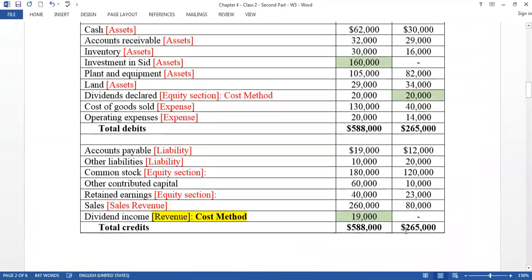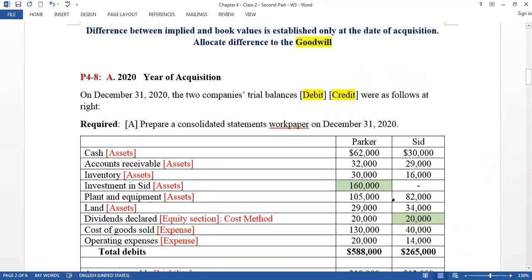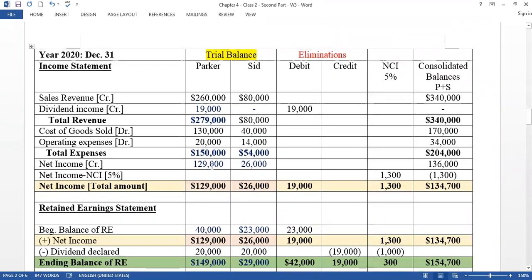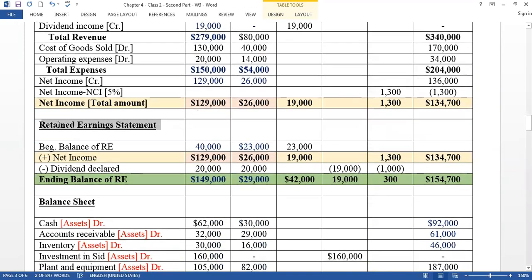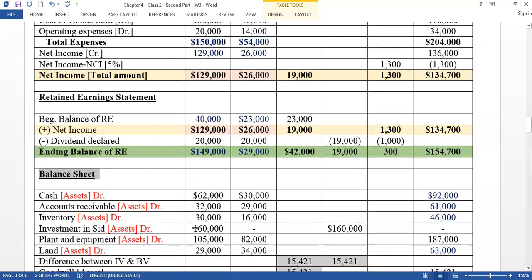So this is the worksheet according to the cost method, and this is the consolidated financial statement. Why is it called a consolidated financial statement? Because we have several financial statements here: the income statement, the retained earnings statement, and the balance sheet, right? So that's why it is called consolidated financial statements.